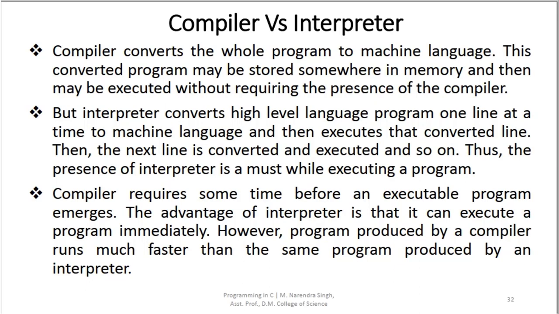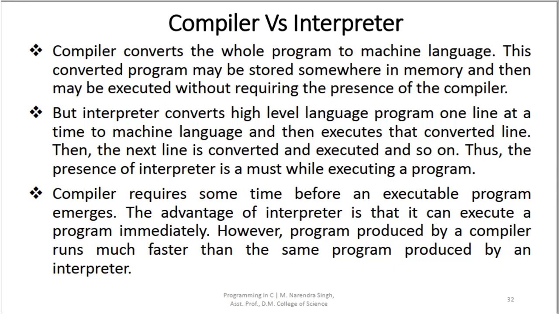Compilers require some time before an executable program emerges. It takes time to translate by a compiler. But the advantage of interpreter is that it can execute a program immediately. As far as execution is concerned, interpreter is fast. However, a program produced by a compiler runs much faster than the same program produced by an interpreter. Here is the advantage of, again, compiler. The programs translated by a compiler run much faster than the same program produced by an interpreter.